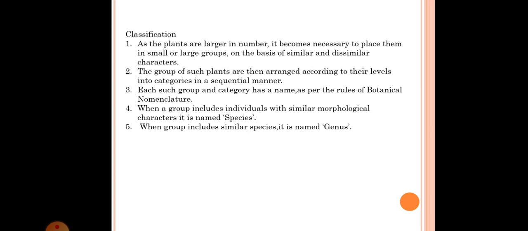When a group includes individuals with similar morphological characters, it is named species. When a group includes similar species, it is named genus.